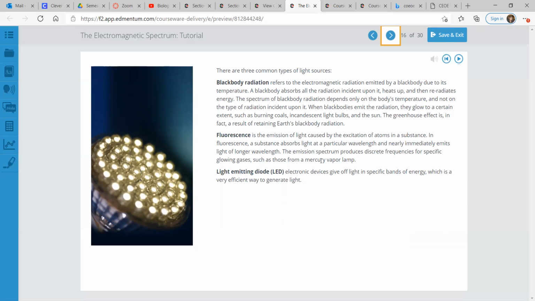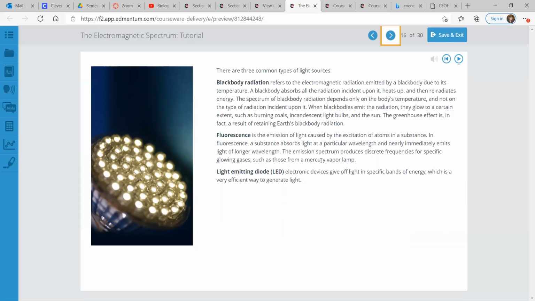Fluorescence is the emission of light caused by the excitation of atoms in a substance. In fluorescence, a substance absorbs light at a particular wavelength and nearly immediately emits light of longer wavelength. The emission spectrum produces discrete frequencies for specific glowing gases, such as those from a mercury vapor lamp.